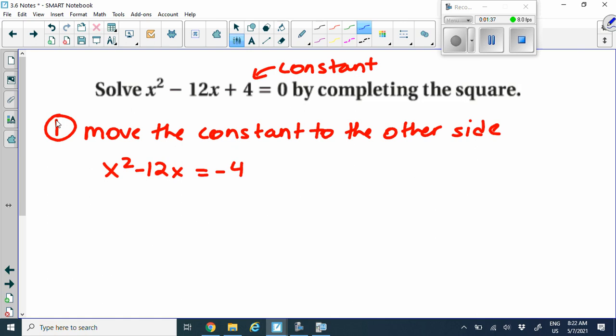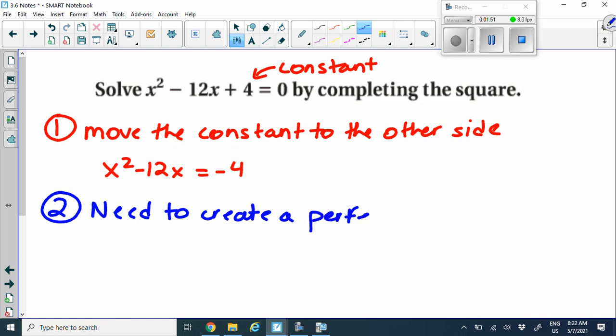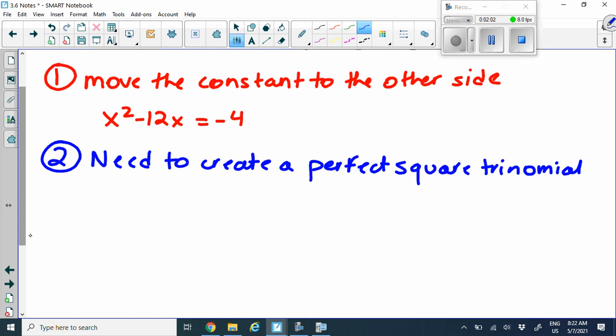Now, in order to factor, we need to create a perfect square trinomial. Now, how can we do this? Well, we are going to use a formula here. So I'm going to have my x squared minus 12x plus, I need to leave a blank because trinomial means 3 terms, right? So I need to add something to the left-hand side to make it a trinomial.